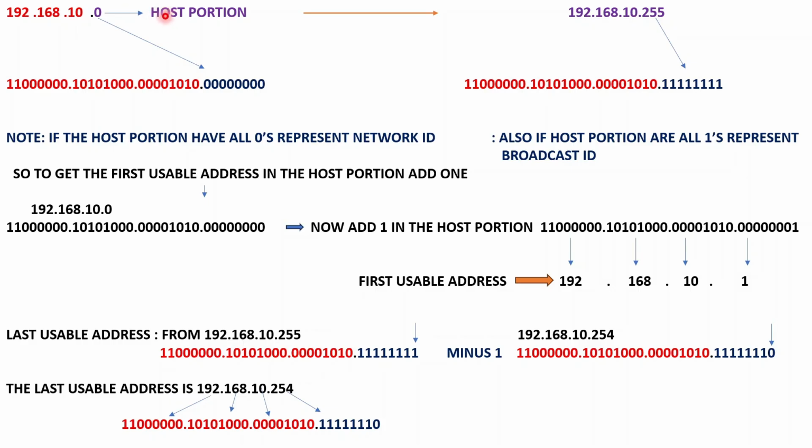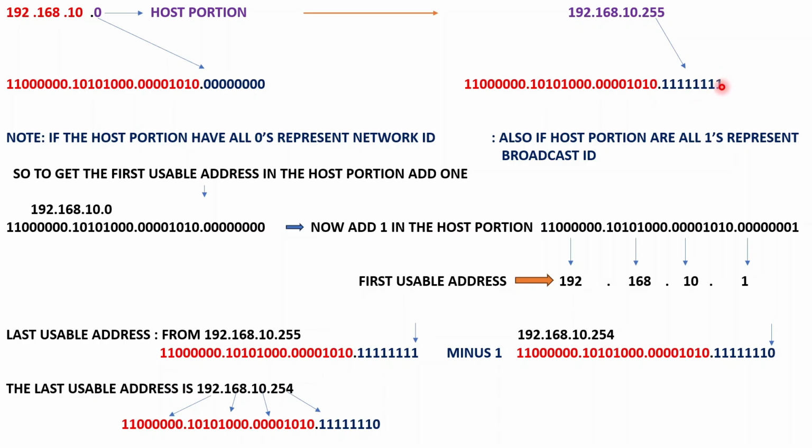Now, once you see in the host portion that all bits are 0, that represents the network ID. So remember that. And in the other formula here, in the host portion, when you see all bits represented by 1, that represents the broadcast ID. So from our network, once we convert this number 192.168.10.255 into binary codes, the 255 is going to give us the bits of all 11111111.